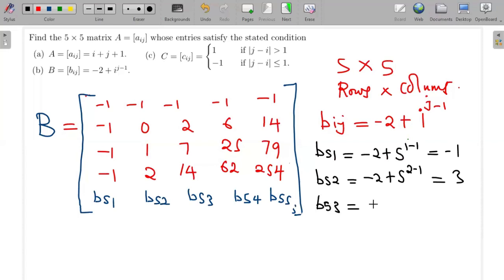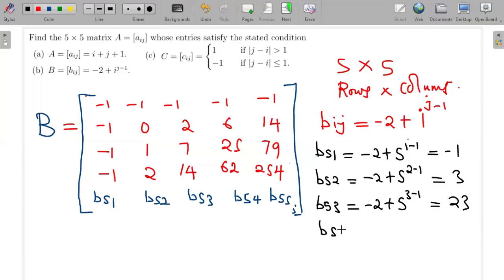B5,3 is equal to minus 2 plus 5 to the power 3 minus 1, which will be equal to, this will be 5 to the power 2, which is 25. 25 plus minus 2, 23.